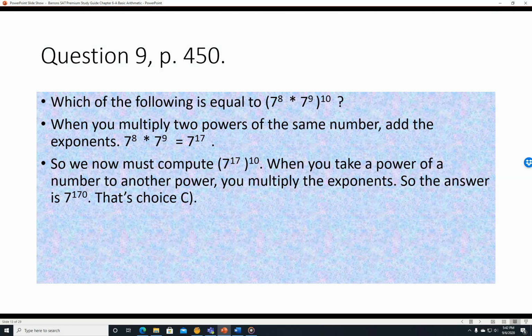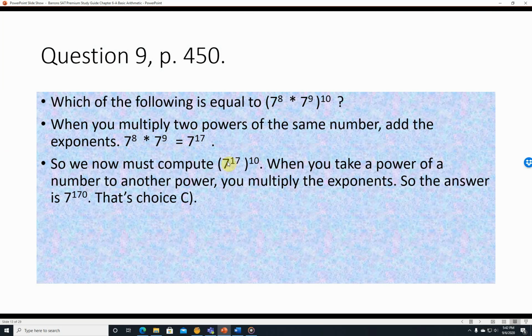Question 9, page 450. Which of the following is equal to 7 to the 8th times 7 to the 9 to the 10th power? Well, when we multiply two powers of the same number, that is, the same base, in this case 7 taken to two different powers, or even two of the same power, if you're multiplying them, you just add the exponents. So here we have 8 plus 9 is 17. 7 to the 8 times 7 to the 9 is equal to 7 to the 17th power.